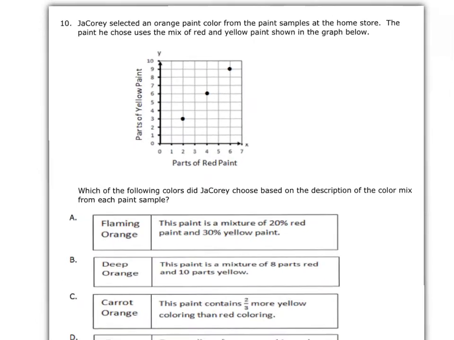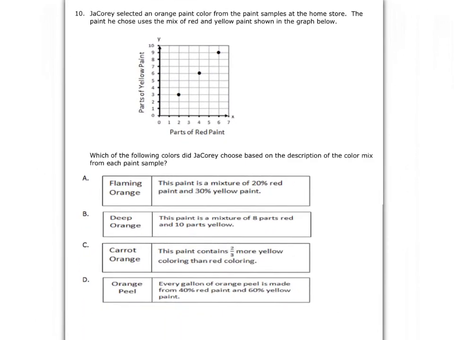Okay, this question, we have to use the graph and then answer the question. So he selected an orange paint color from the paint samples at the home store. The paint he chose uses a mix of red and yellow paint. So this shows us the red and the yellow. Which of the following colors did Jacory choose based on the description of the color mix from each paint sample?